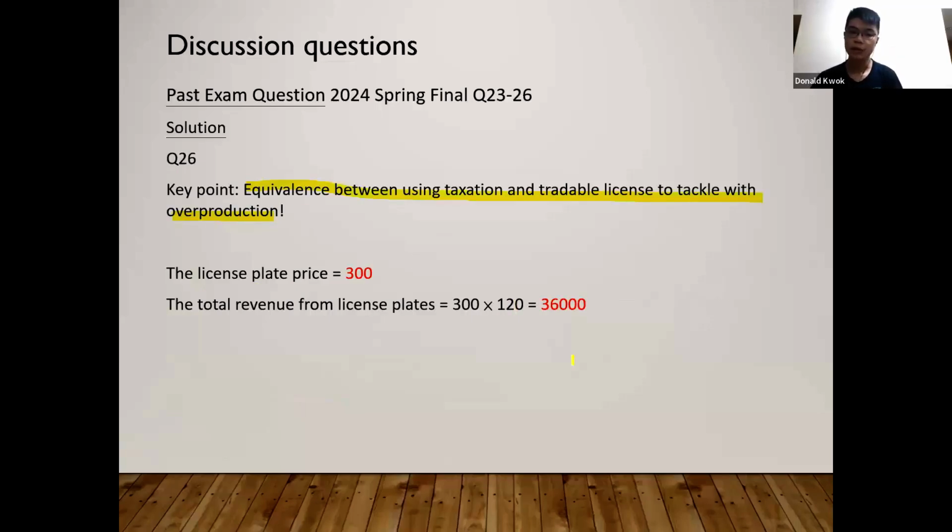Okay, how can we calculate the total revenue from the license plates? Because each license plate is at the price of 300, and at the efficient quantity, it is 120. So this is why the total revenue is 300 multiplied by 120, which is 36,000. Okay, so that's all for this problem.